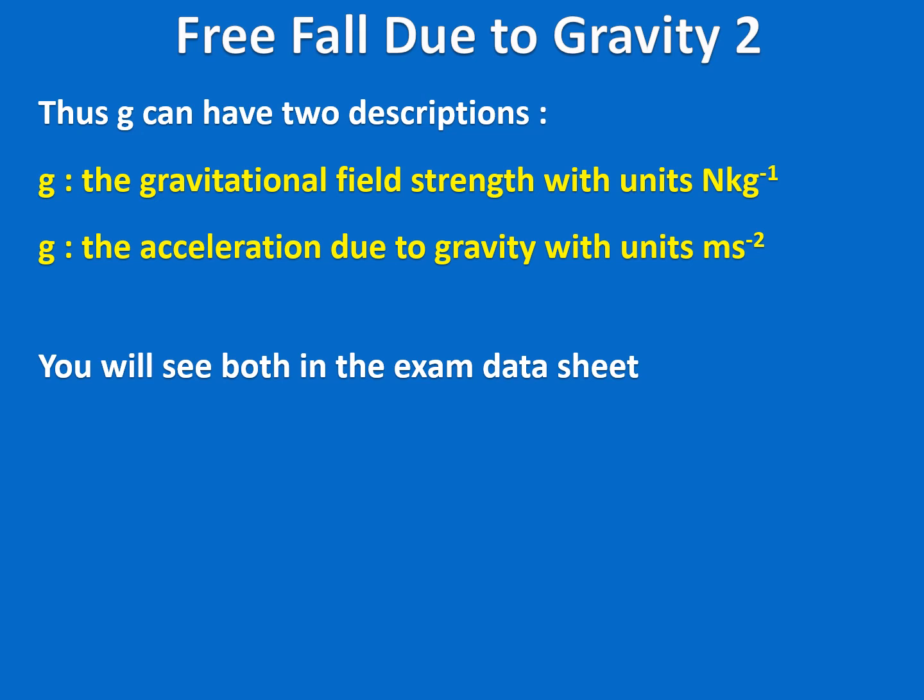So we can have g with two descriptions, units of newtons per kilogram or meters per second squared. And if you look at your data sheet or formula sheet, you will see both are on there.